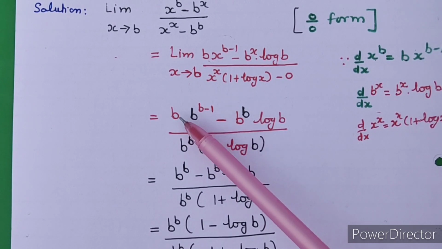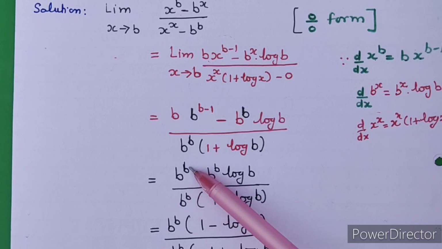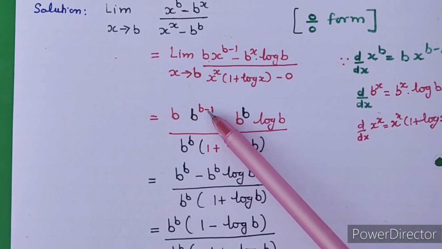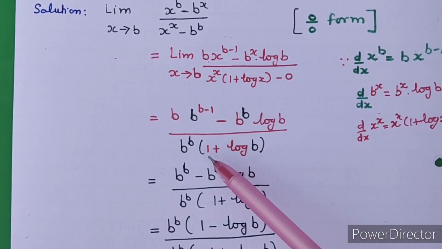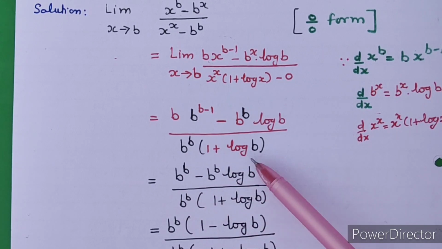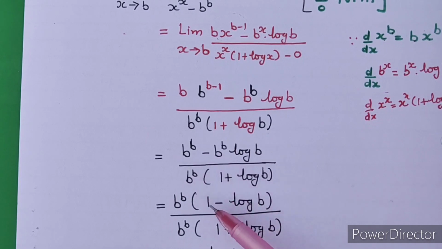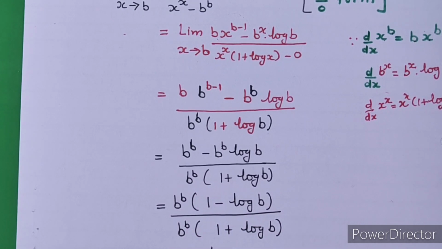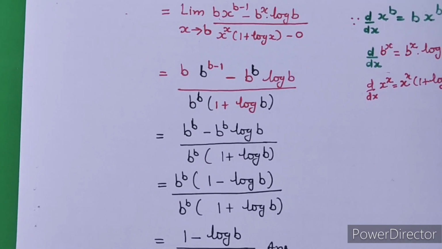Now b to the power b minus 1, b to the power 1, so this expression gives b to the power b, because the power 1 and the minus 1 you will cancel, minus log of b. b to the power b and log b, you wrote it here, b to the power b into 1 plus log b here. Now take b to the power b outside, so this is b to the power b into 1 minus log of b here, and this expression as it is. Cancel out this by this and the remaining is this expression. So this is the required answer of your limit.